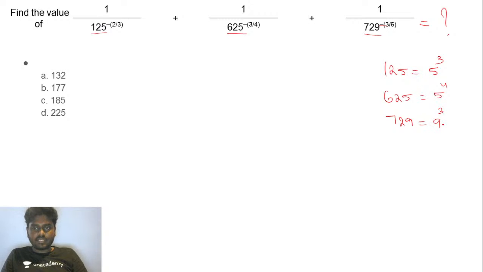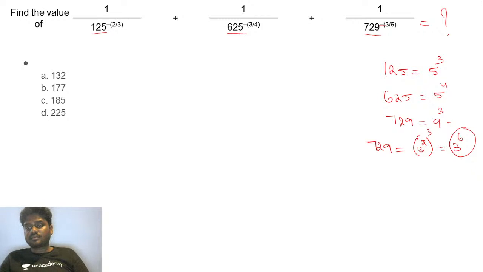9 cube is 729. But I can also write this as what? 9 can also be written as 3 square, the whole power 3. So it's going to be 3 power 3 into 2, 6. So I can write 729 as 3 power 6 as well.